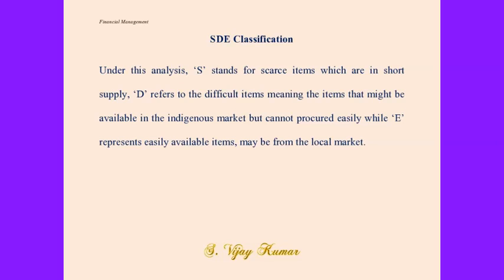SDE classification. Under this analysis, S stands for scarce items, which are in short supply. D refers to the difficult items, meaning items that might be available in the indigenous market but cannot be procured easily, while E represents easily available items, maybe from the local market.